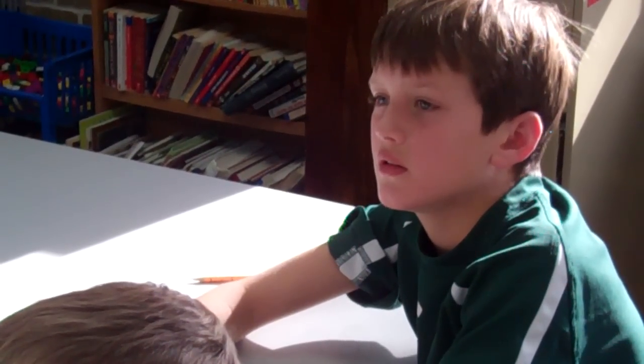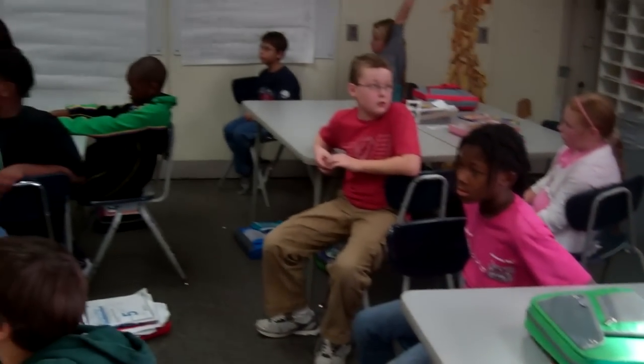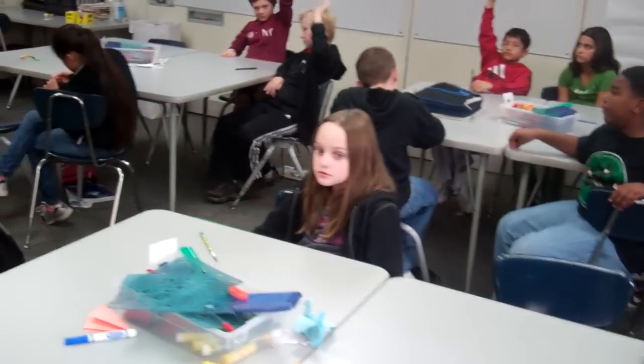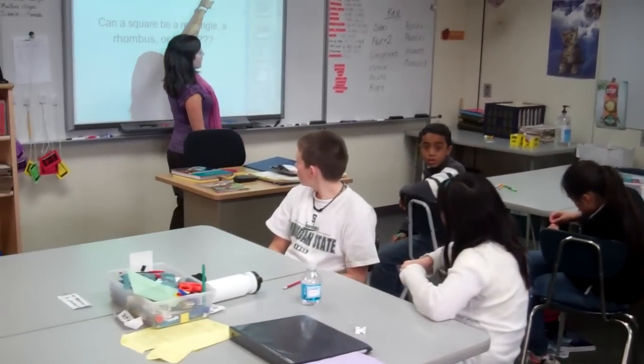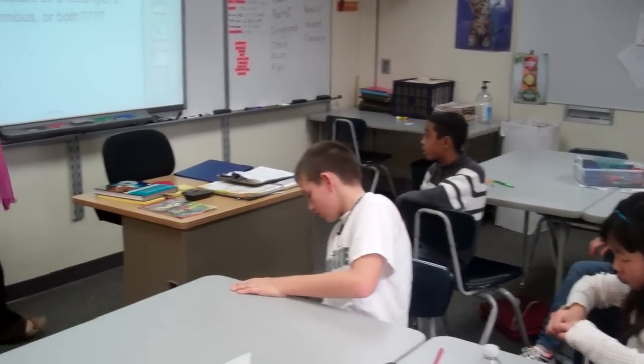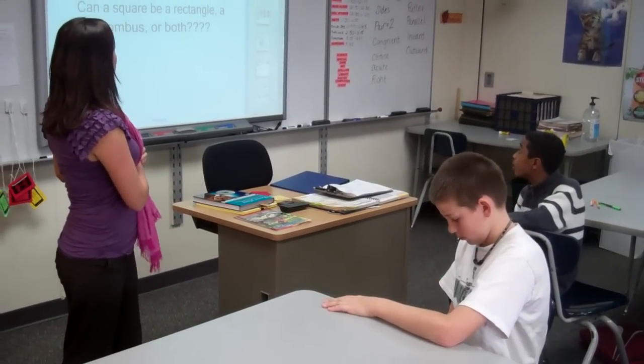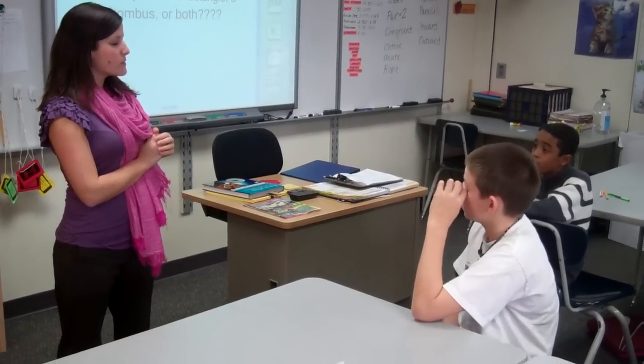Okay, so Eli just said that a square could be a rhombus because a rhombus has all four sides the same length and a square has all four sides the same length. But he doesn't think that a square could be a rectangle. So where else could we go with what he said?